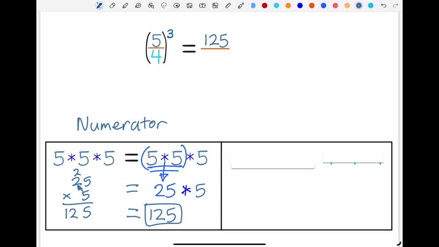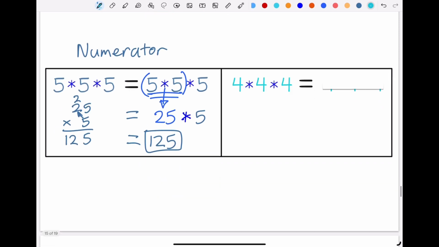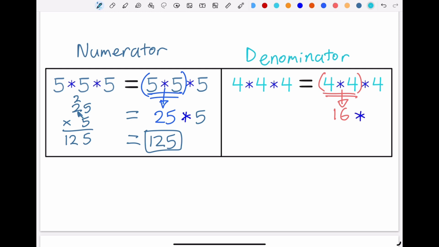Now to switch colors for the denominator, we know we have to multiply those three 4's together. And we have another copy of them just like we did with the three 5's. So now we're going to use the associative property again and group the first two 4's together. We know that 4 times 4 equals 16. So we're going to replace this group of 4's with the product of 16. So now we have 16 times 4. And now we just have to multiply 16 and 4 together.